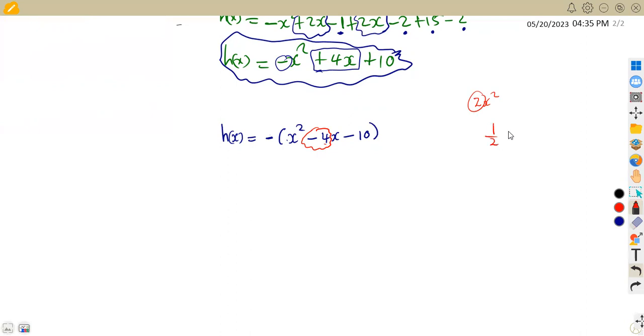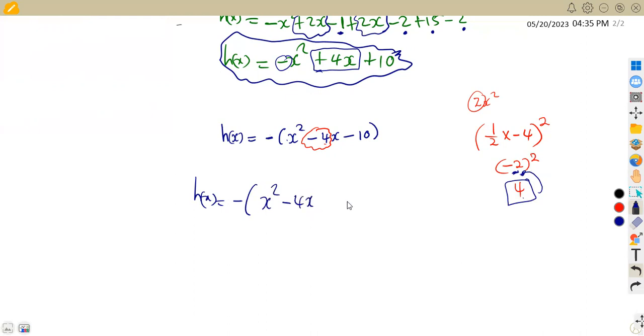Here we have the coefficient of x, which is negative 4. You find half of the coefficient of x and square it. So this is negative 2 squared, which is 4. You must remember where you obtained this 4, because it is going to affect our answer. On your h(x), you add the constant and subtract it so that you neutralize the expression back to where it was. So we add the constant 4 and we subtract 4.